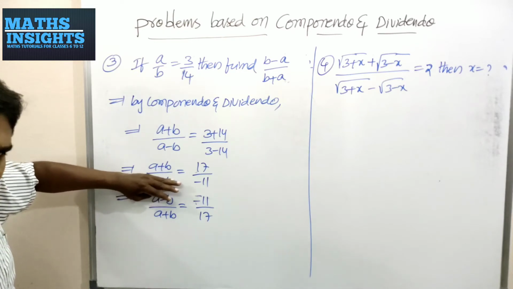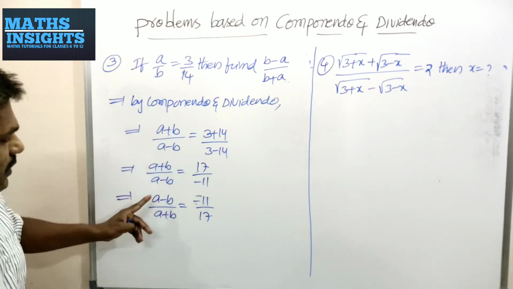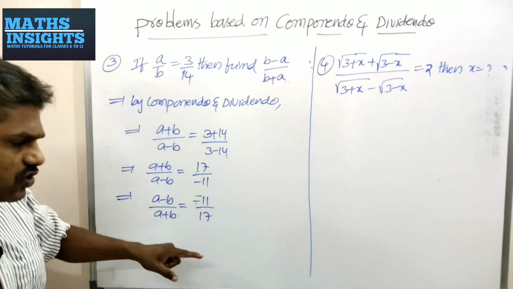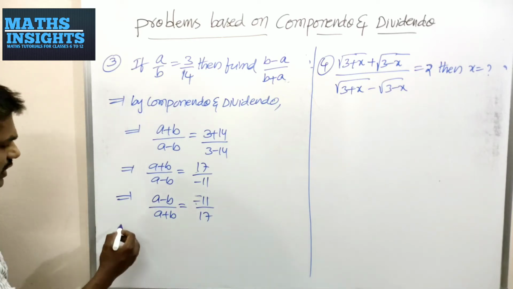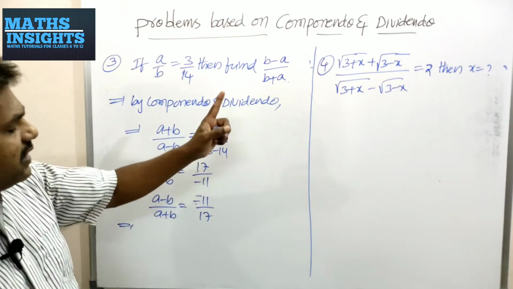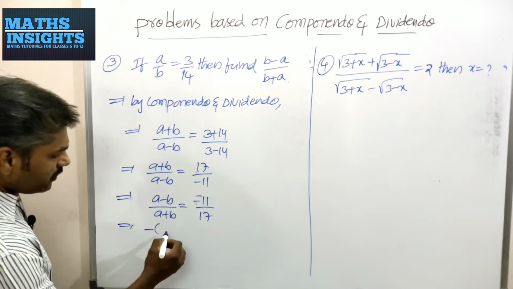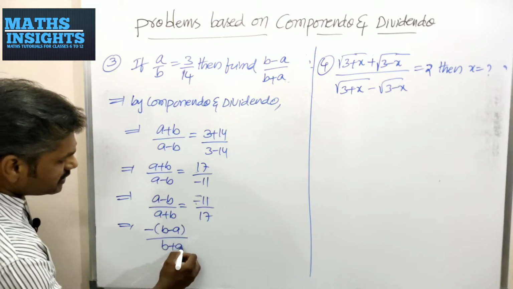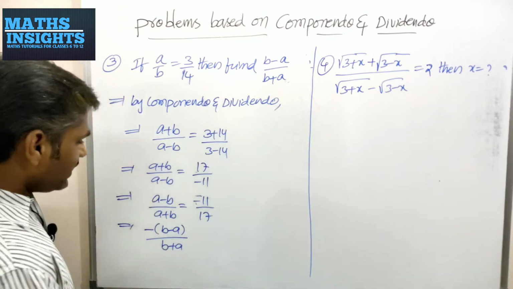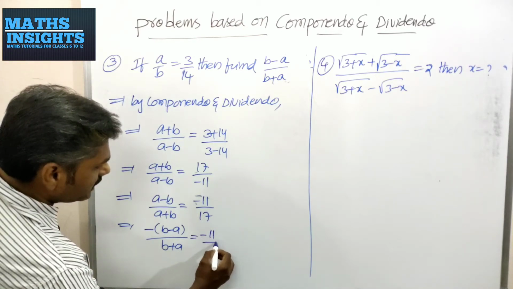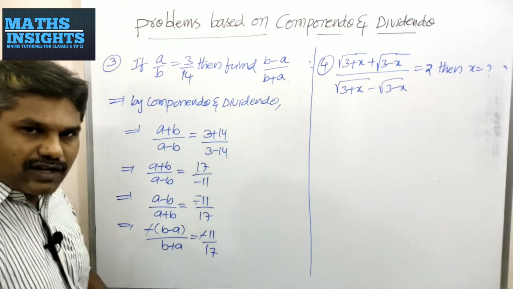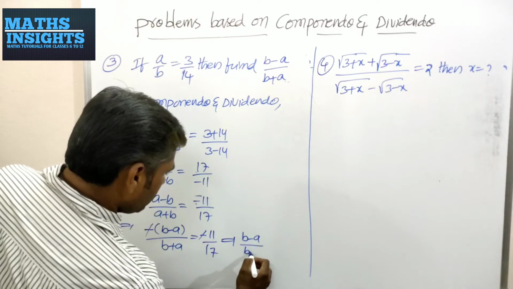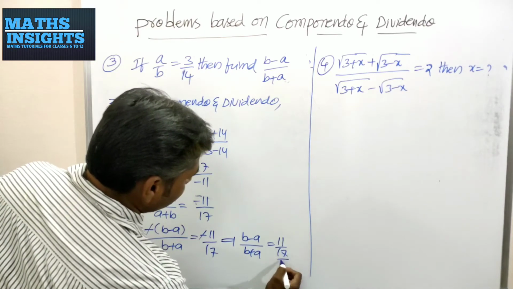That means I am taking this denominator to numerator, then it will become A minus B by A plus B. That is equal to, here also you have to find the inverse ratio, that is minus 11 by 17. Now if I want B minus A, I have to take minus common. Therefore if I take minus common, then it will become B minus A by, this can also be written as B plus A as per our requirement, that is equal to minus 11 by 17. If you cancel minus on both sides, okay my dear students, then the required answer B minus A by B plus A is equal to 11 by 17.